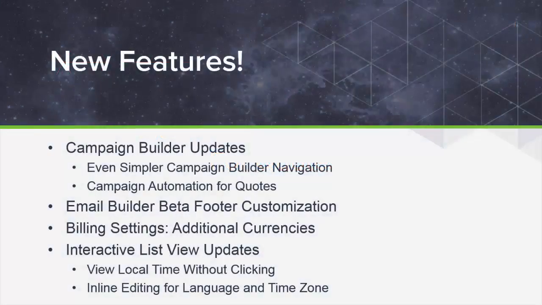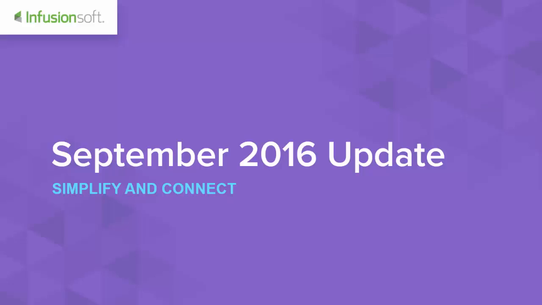Let's take one more look at the updates for this month. We've got Campaign Builder updates, even simpler Campaign Builder navigation, and automation for quotes, which is so exciting. Your footer can be customized in the Email Builder beta. In the billing settings, we've got a bunch of new currencies for our friends all around the world. And in the interactive list view of contacts, we've got a couple updates. You can view the local time right there on the list without clicking, and you can also edit the language and time zone right there on the interactive list without clicking into the contact record. So there you go. Those are our features for the September 2016 update of Infusionsoft. Once again, we're helping you to simplify and connect.